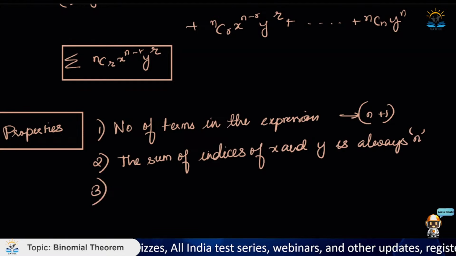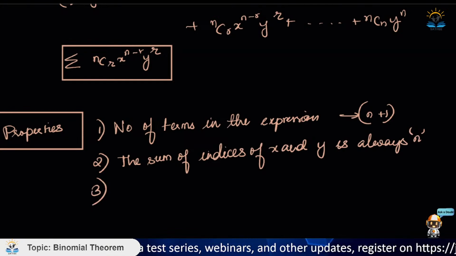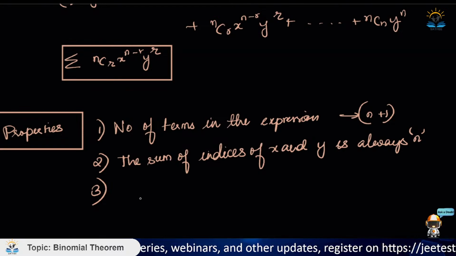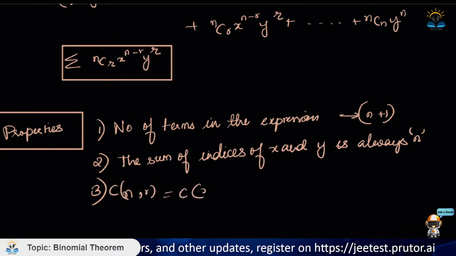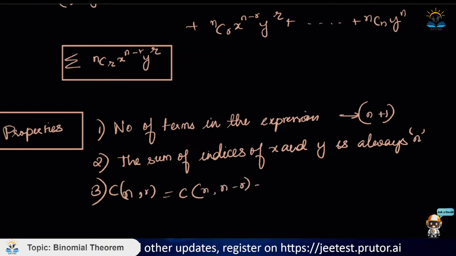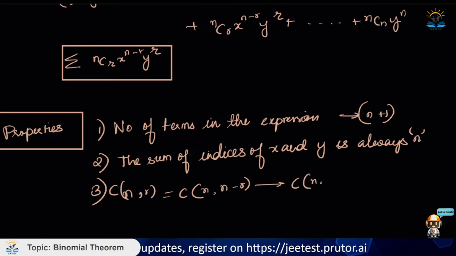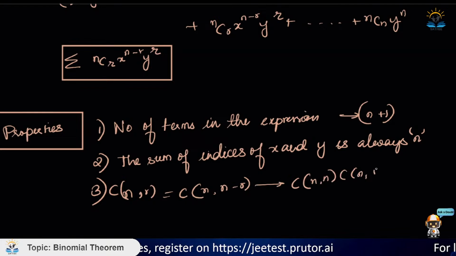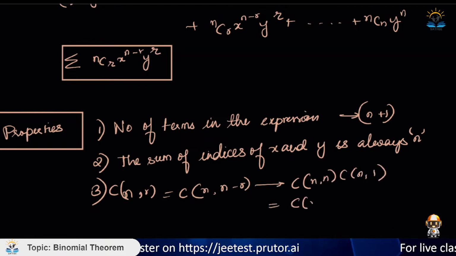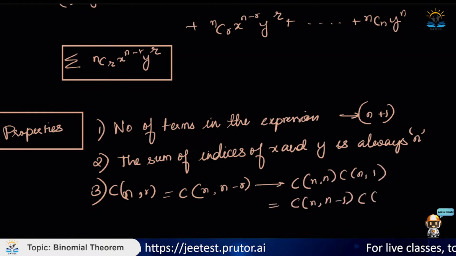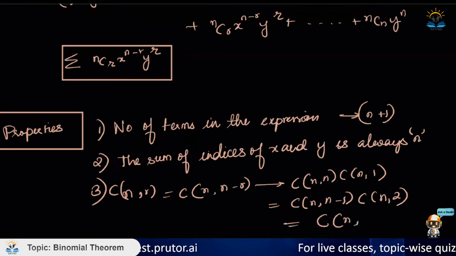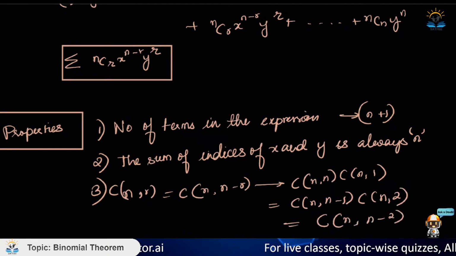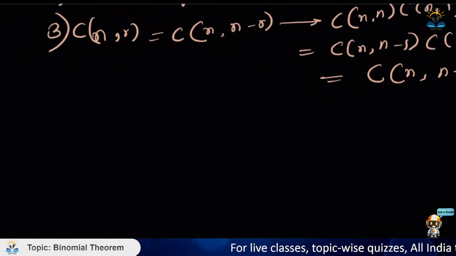Now next one is that the binomial coefficients of the terms which are equidistant from the starting and from the end are equal. So we can say C(n, r) will be equal to C(n, n-r), which basically gives us C(n, n) and C(n, 1)... which can be written as C(n, n-1) and C(n, 2), which is nothing but C(n, n-2).